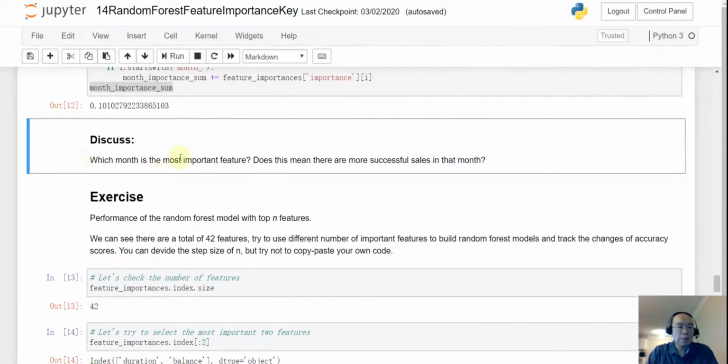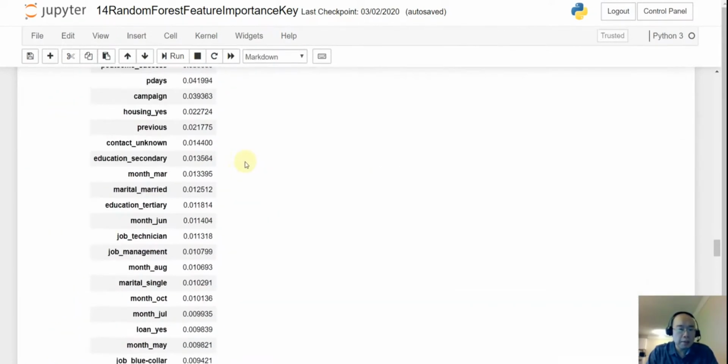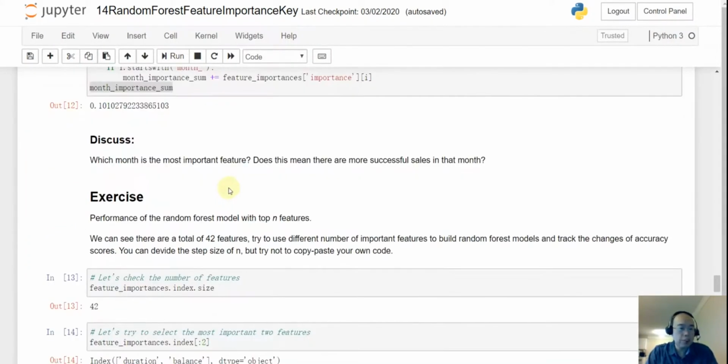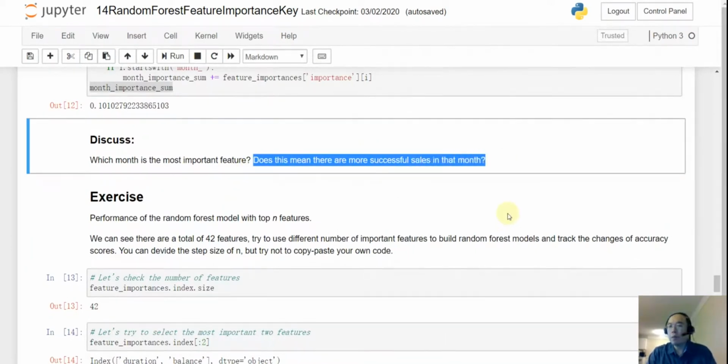Which month is the most important feature? I believe that's March. Is that correct? Yep, March is the most important feature. Does that mean there are more successful sales in that month? The answer is no. It could be either way. It could be there are a lot of successful sales in March, or it could be just the opposite, because in March the sales are the least successful. Anyhow, March is a big feature.